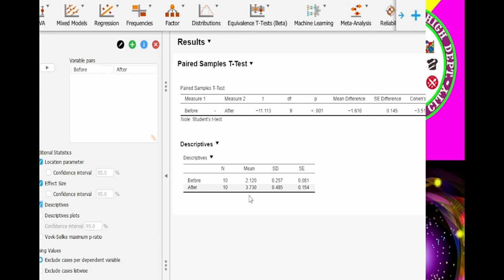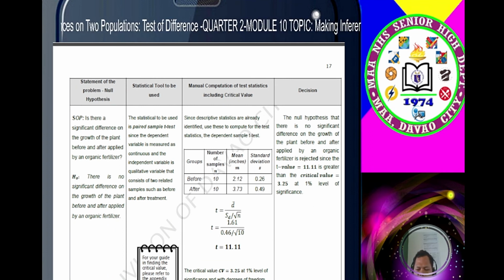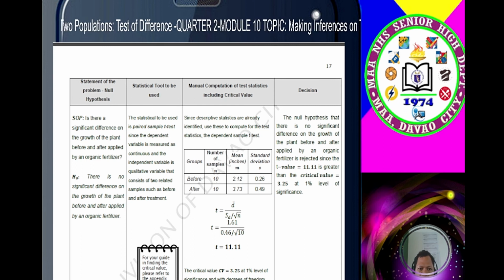Then our descriptives here. Our Cohen's d is negative 3.51. So I hope you get the process on how to compute using the JAS software, using the paired sample t-test.